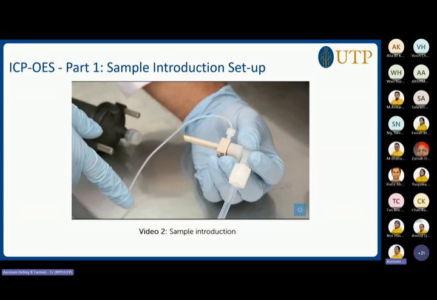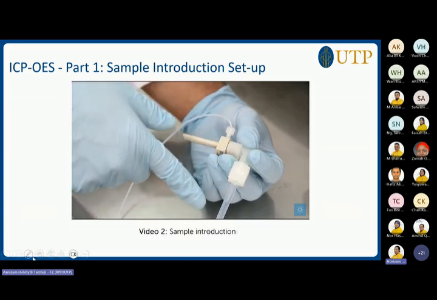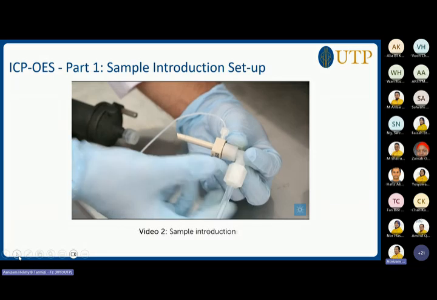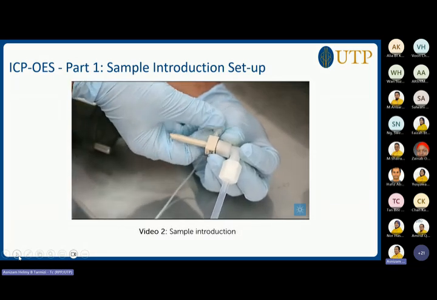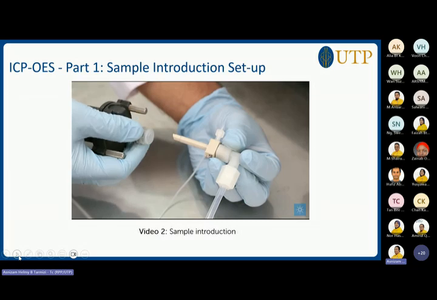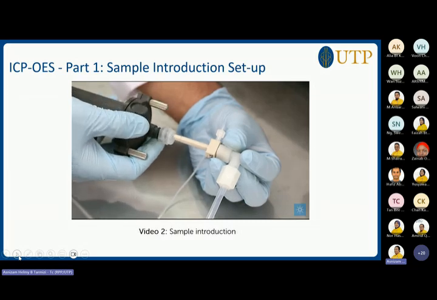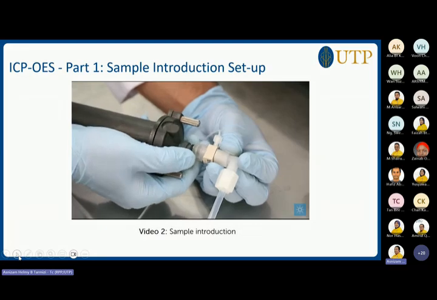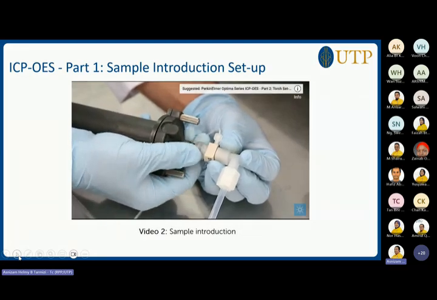Confirm that the sample capillary tubing and the argon gas fitting are securely fastened to the nebulizer. Loosen the nebulizer locking nut. Insert the nebulizer as far as it will go in. Tighten the locking nut.